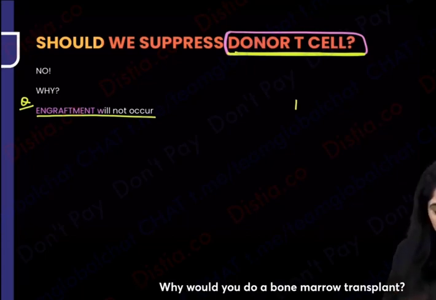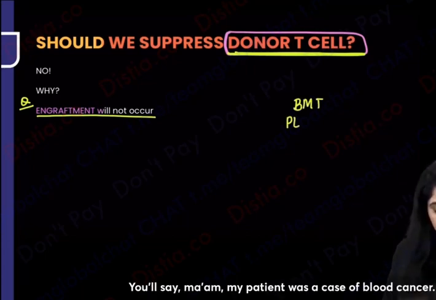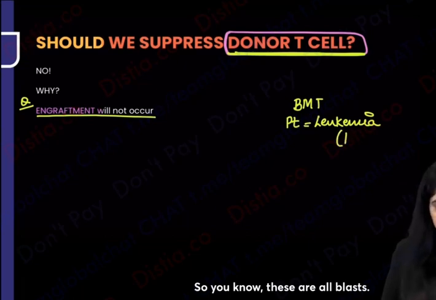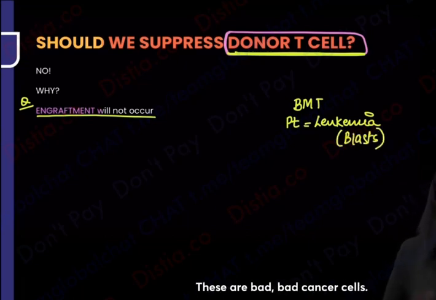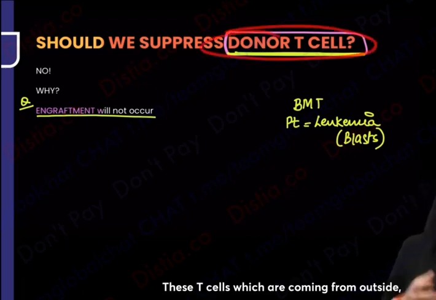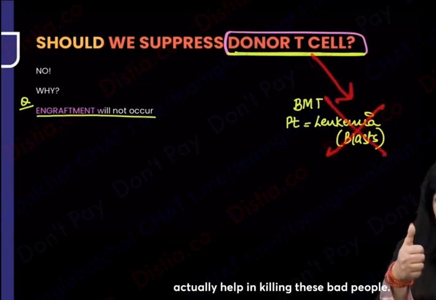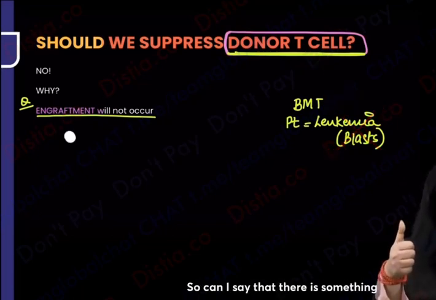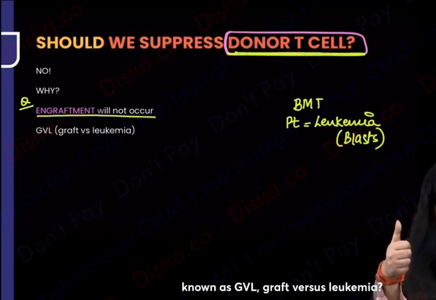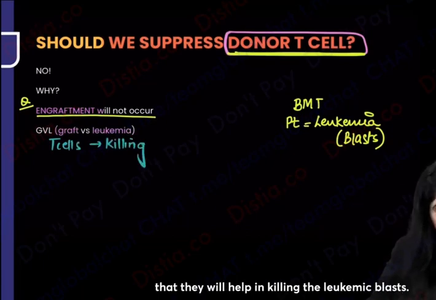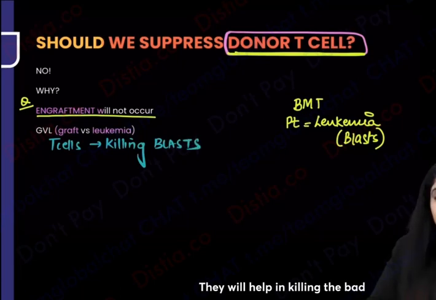Secondly, just think, say it's a bone marrow transplant. Why would you do a bone marrow transplant? What is your patient suffering from? You'll say, ma'am, my patient was a case of leukemia or a blood cancer. So, you know, these are all blasts. These are bad cancer cells. These T cells which are coming from outside, they are normal. They are normal means they will actually help in killing these bad people. So can I say that there is something known as GVL, graft versus leukemia? That means that the T cells have a property that they will help in killing the leukemic blasts. They will help in killing the bad men in the recipient.